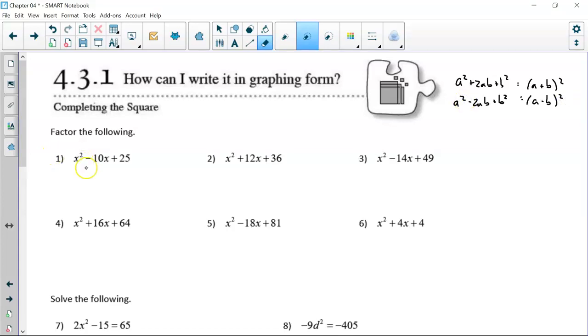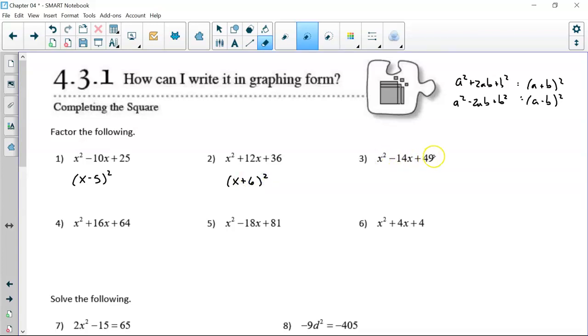So for number one, when we factor this, the first term is a perfect square and the last term is a perfect square. And the middle term is 2 times the square root of 25. So it's going to be x minus 5 squared. Problem number 2. X squared is a perfect square and so is 36. Square root of 36 is 6 and 2 times 6 is 12. So it's in the form of x plus 6 squared.